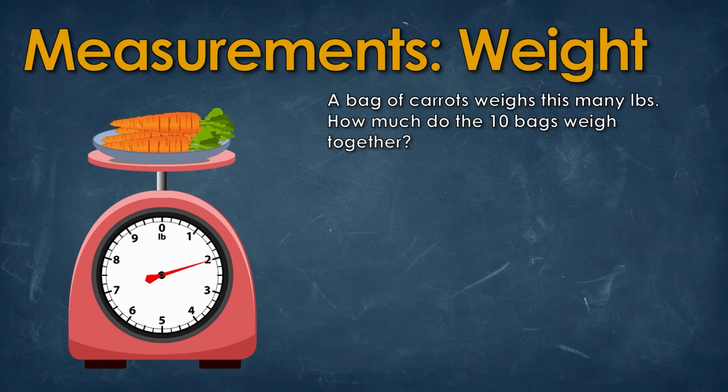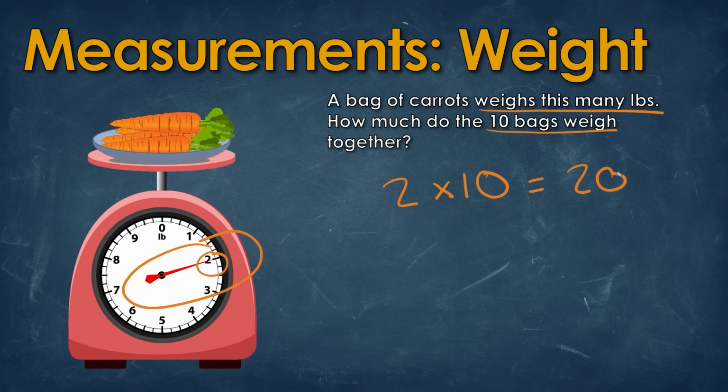Now let's try looking at this example. So we have some carrots, I can see that from the picture. And the question says, a bag of carrots weighs this many pounds. How much do 10 bags weigh together? Well, if one bag of carrots weighs this much, let's see. That arrow looks like it's pointed to a 2. So we know that 1 bag of carrots equals 2 pounds. Now, if we have 10 bags, that means we're going to multiply this by 10. So 2 times 10 should equal 20 pounds.